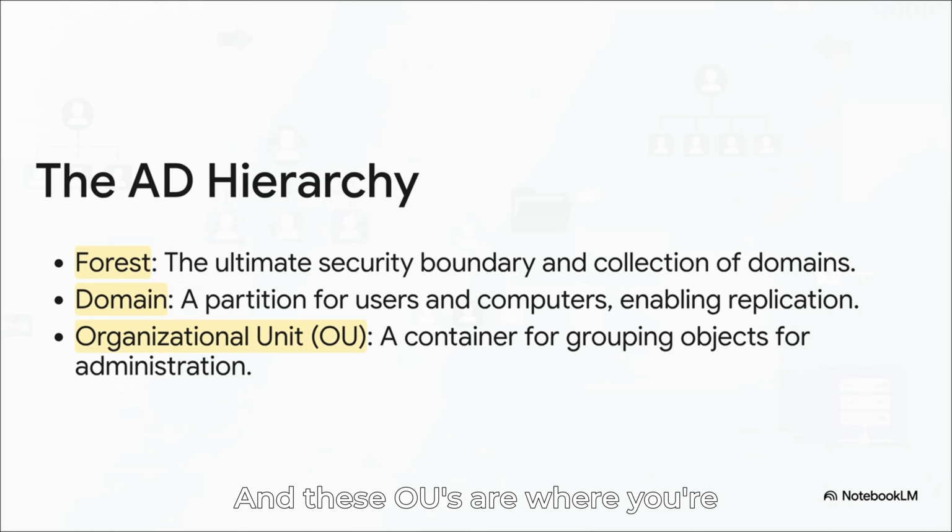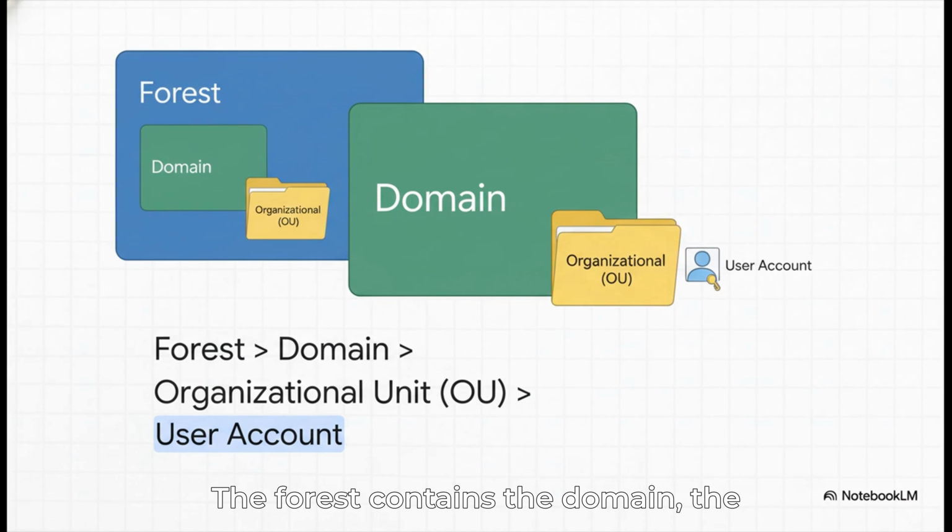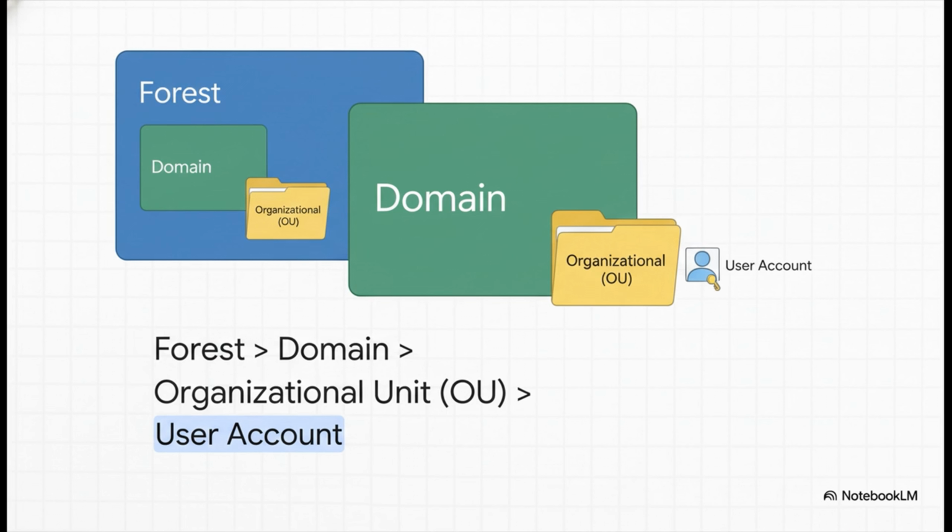And these OUs are where you're going to spend most of your time. Think of them as folders. You might have an OU for the sales team, one for marketing, one for the New York office. It's all about keeping things neat and tidy. And this slide really just lays it all out nice and simple. The forest contains the domain contains the OU, and inside that OU, that's where you'll find the user account you're looking for. Knowing this path, this flow, is going to help you find things so much faster.